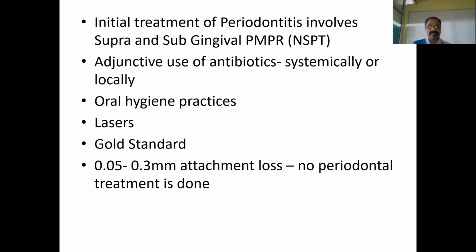So the newer term given to supra and subgingival scaling is nowadays supra and subgingival professional mechanical plaque removal, right? Which involves the supragingival debridement as well as subgingival debridement, and then you also do a procedure called root planing, right? Now, along with that, you can also use antibiotics as an adjunct. Okay, so you can use it systemically or you can use it locally, right?